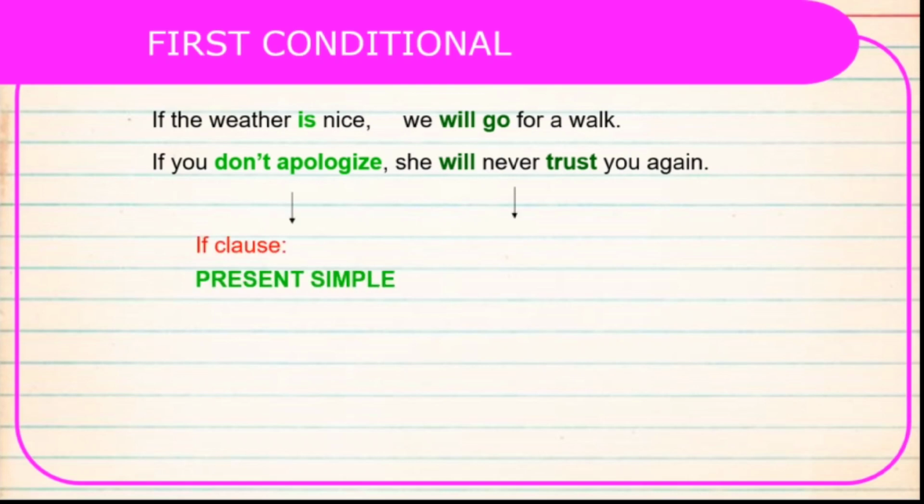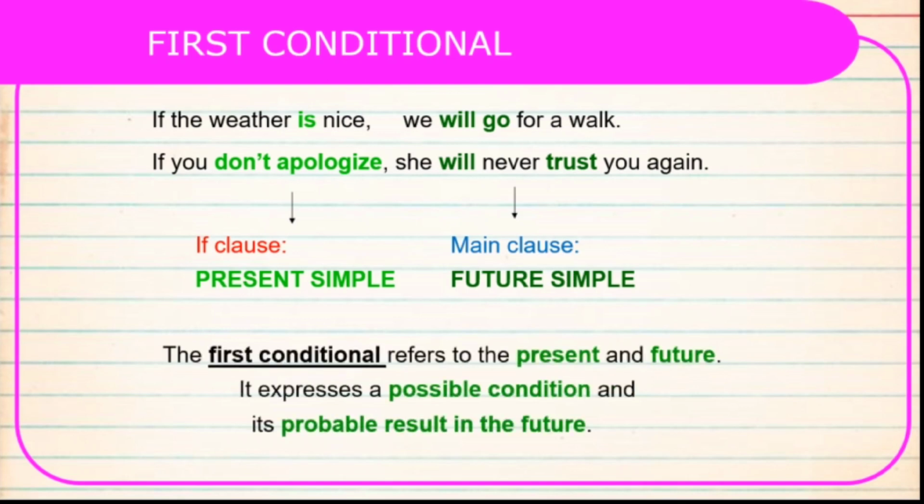As you can see, the verb in the if clause is in present simple form: is and don't apologize. While in the main clause, it is in future simple, or the use of the word will. And always remember that when we use the word will, it is always followed by the base form of the verb. So, will go and not will goes or will went. Will never trust, not will never trusted. So always remember that first conditional refers to the present and future. It expresses a possible condition and its probable result in the future.